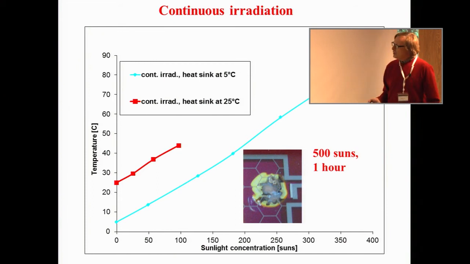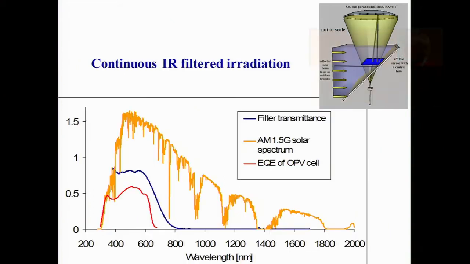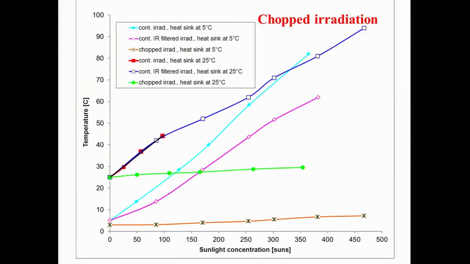So we wanted to do two things. First of all, we cut the infrared irradiation, which doesn't work with organic PV anyway. And the second one, we use this chopping. This is continuous irradiation, this is infrared cutting, and the best result is for chopping. You see that there is almost no increase in temperature.